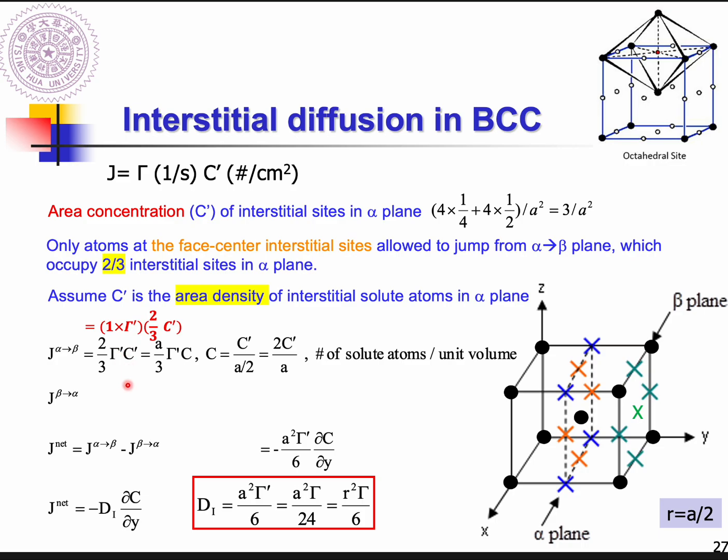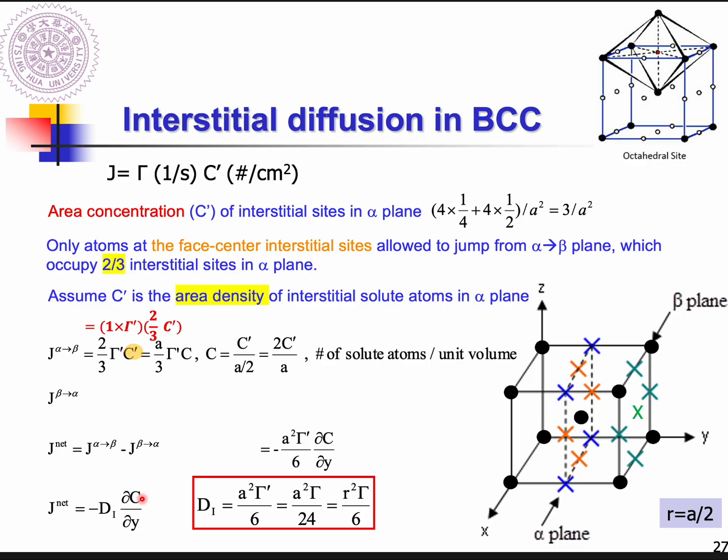And next, don't forget C prime. What's the unit for C prime? It's the area density, right? But if you take a look at Fick's first law, what's the unit for C? Is it the area density?